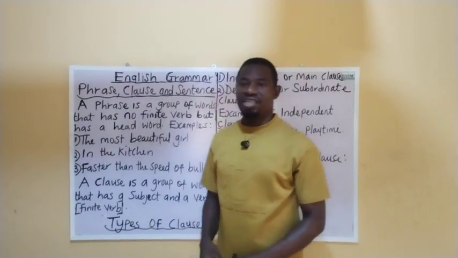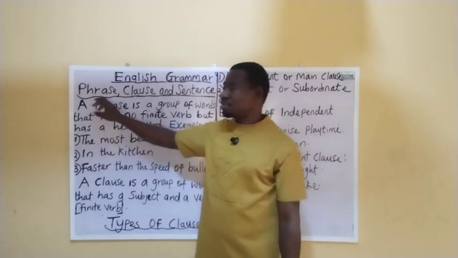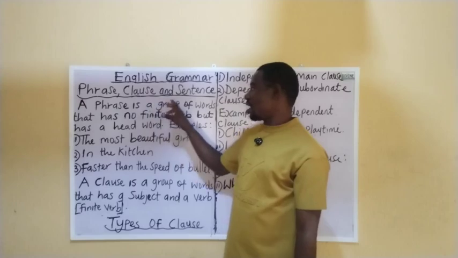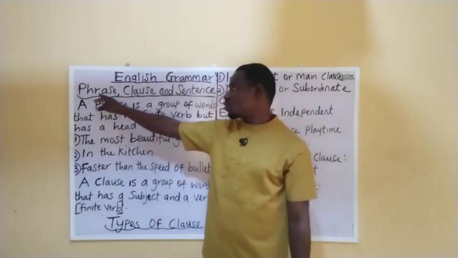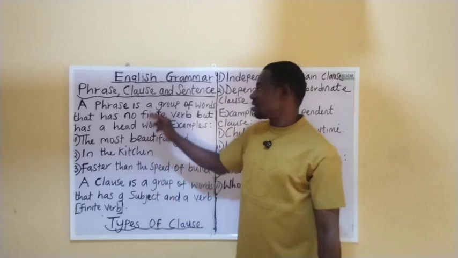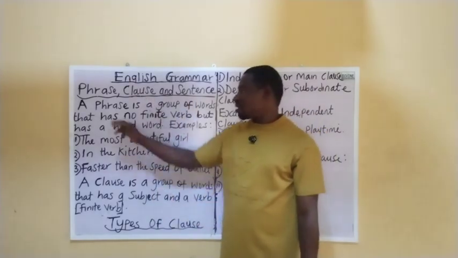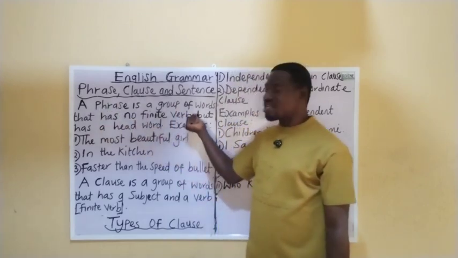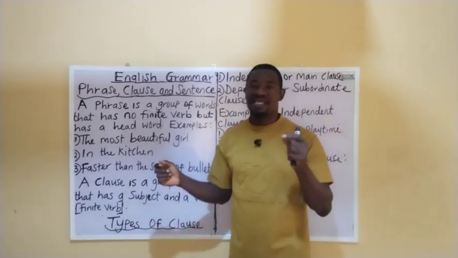Today in English grammar, we'll be looking at phrase, clause, and sentence. And I'm going to tell the difference between a phrase and a clause and a sentence. Okay, a phrase is a group of words that has no finite verb but has a head word.